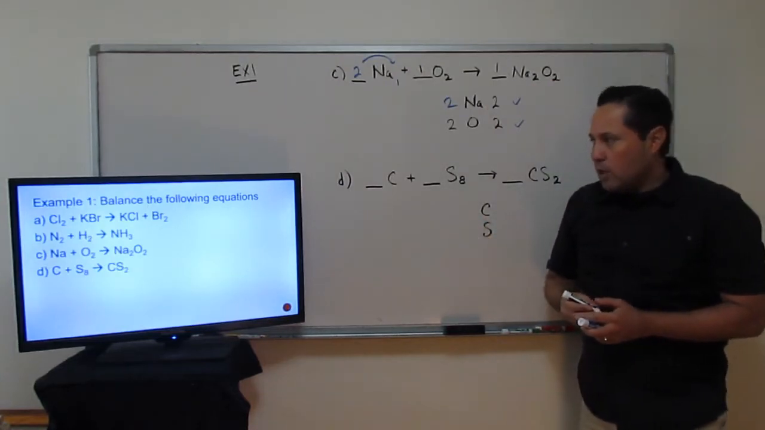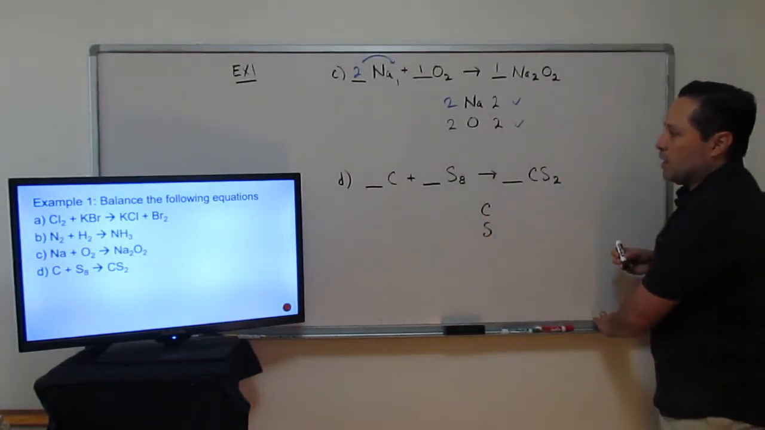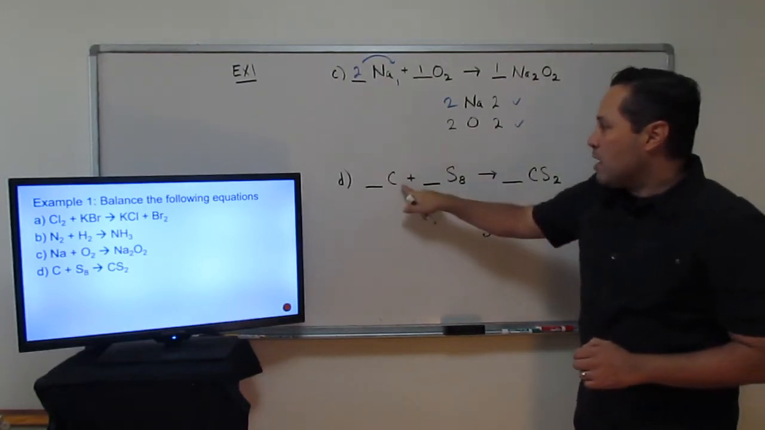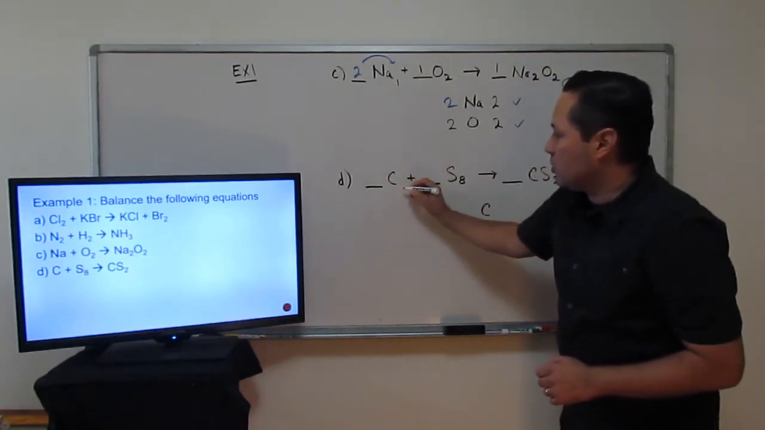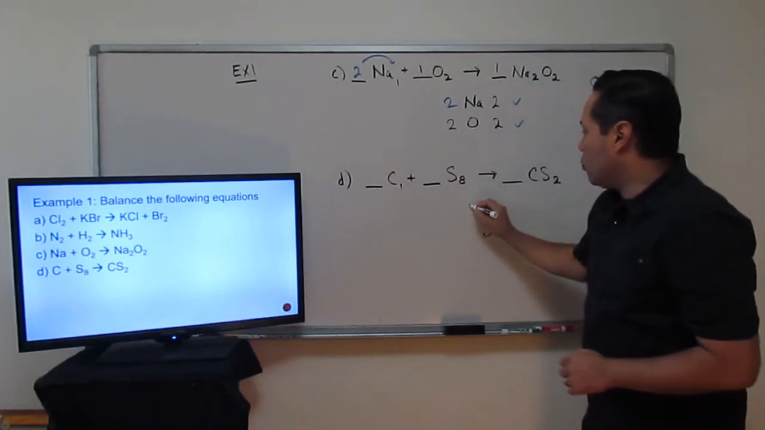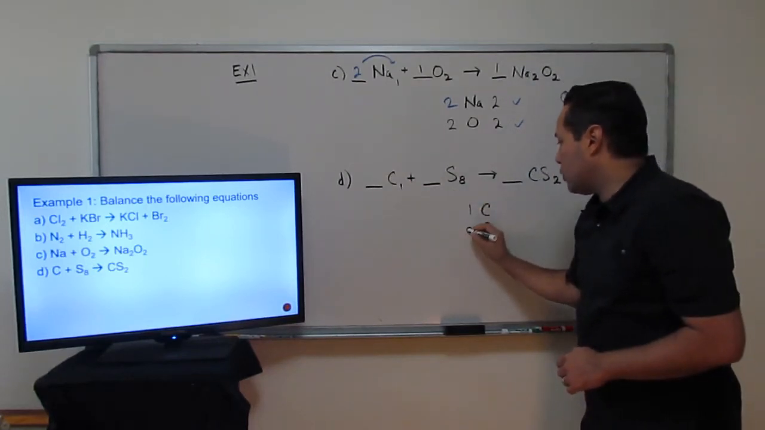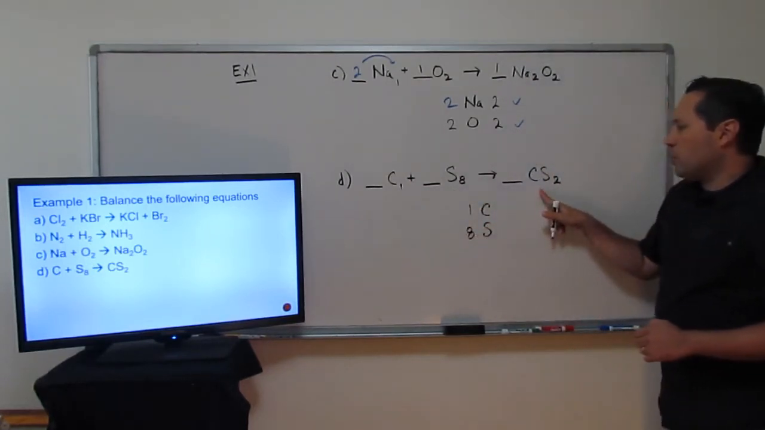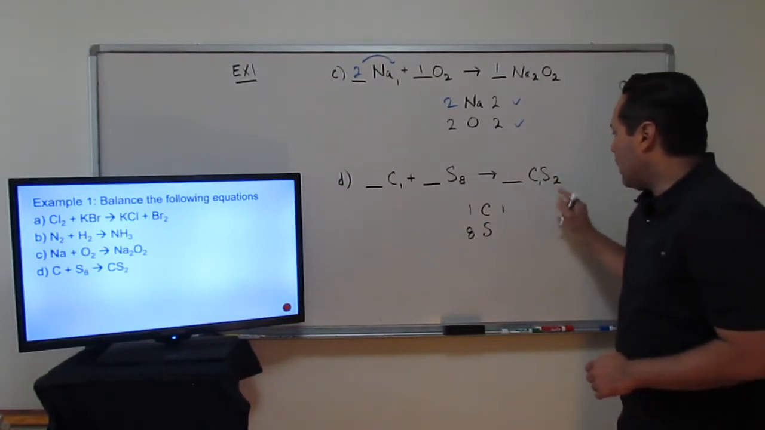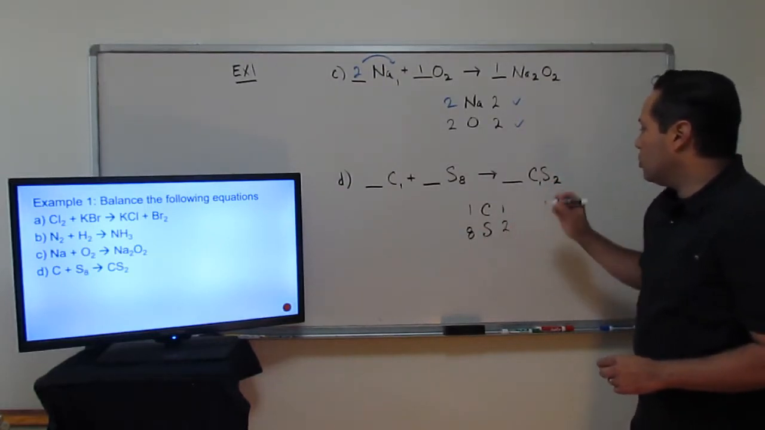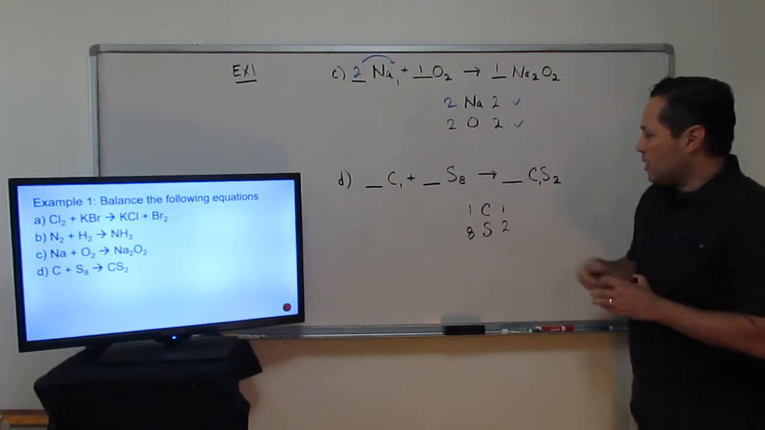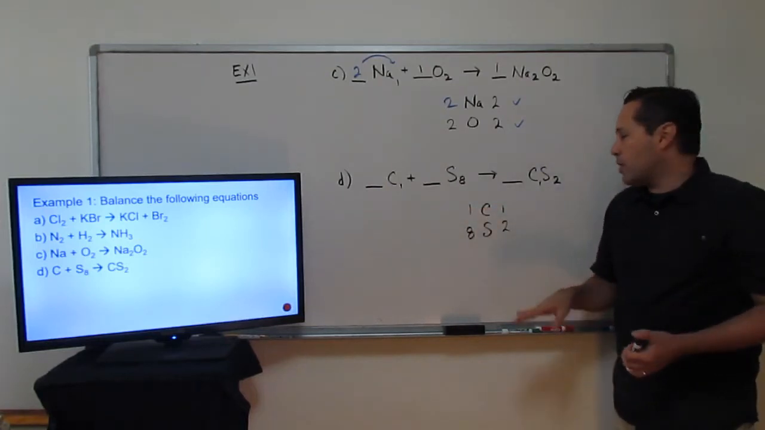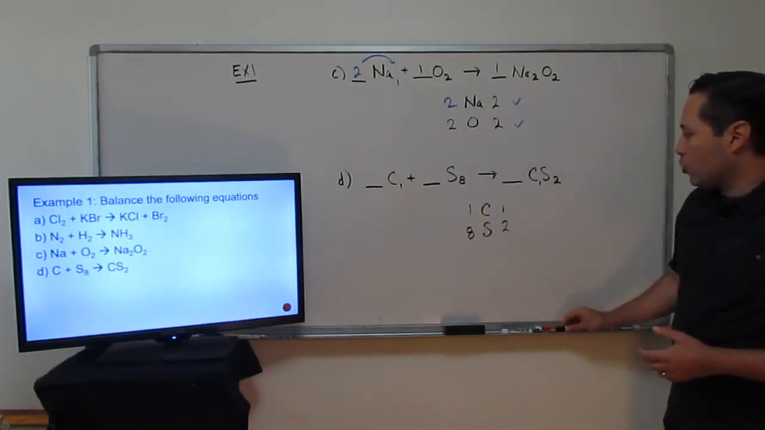For letter D, we're going to go ahead and do the same, where we begin by counting how many atoms of each we have. Again, when there's no number, that represents that there's a 1 on the subscript. So there's 1 carbon and 8 sulfurs. Over on the product side, we have 1 carbon and 2 sulfurs. Alright, since the carbon is already balanced, we're not going to work with that. Let's go ahead and work with the sulfurs.